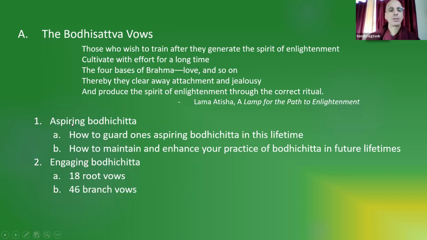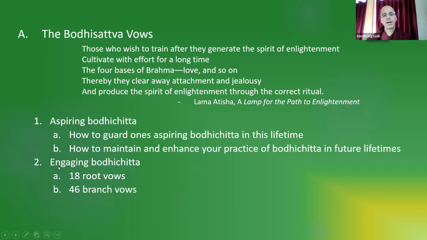So then down here, there are two levels of bodhicitta that can be taken through a ritual. One is called aspiring bodhicitta, where one simply aspires to become enlightened in order to benefit others without actually engaging in tangible practices to quickly become enlightened.